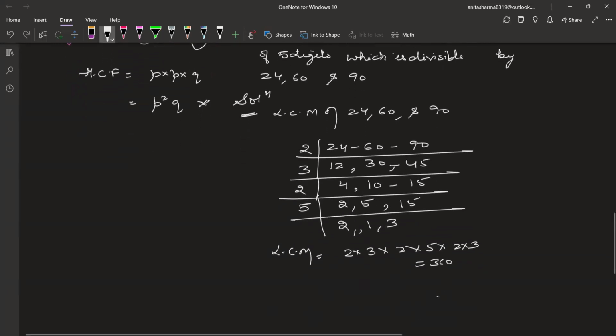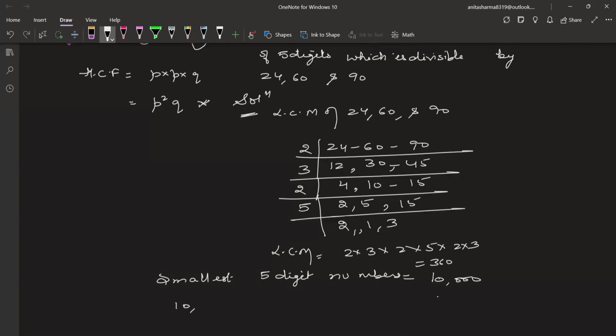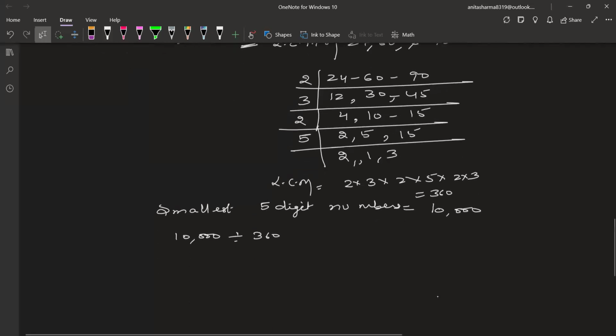Right? Now we have to find the smallest 5-digit number. So what will be the smallest 5-digit number, children? Beta, from junior classes you have studied. Ma'am, 10,000. Yes, it will be 10,000. Now what we have to do? We have to divide this 10,000 by 360. Right? Now you will write, divide 10,000 divided by 360. Then the remainder you will get.